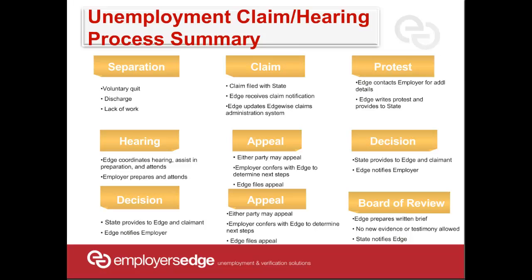Employer's Edge becomes the agent or the address of record with the EDD. And what that means is the unemployment claim, should someone file for benefits, would come directly to Employer's Edge for processing. So no longer is it going to be, sometimes big organizations just don't know where those unemployment claims are going. But they would come to Employer's Edge, they go to my mail room.